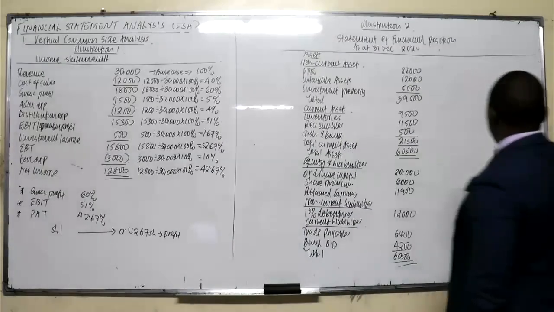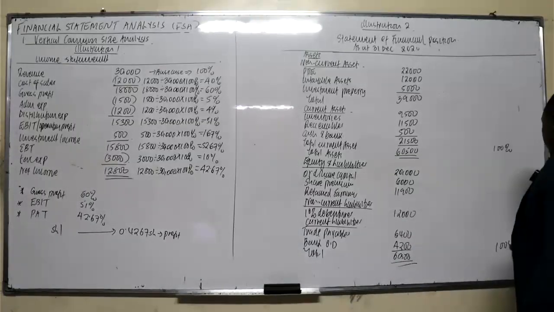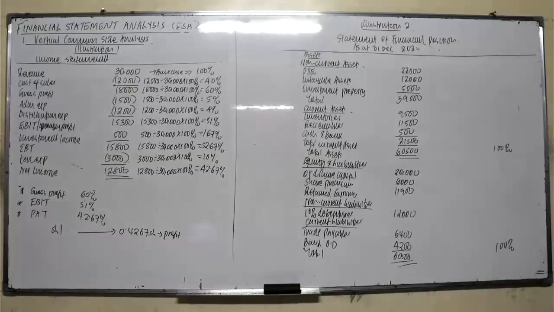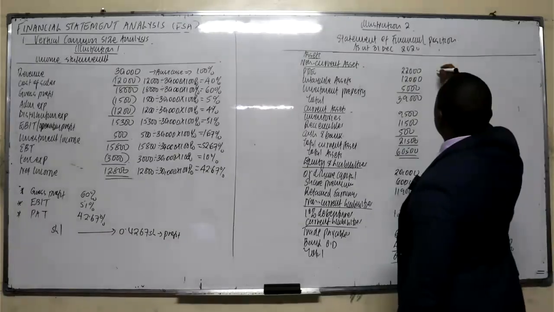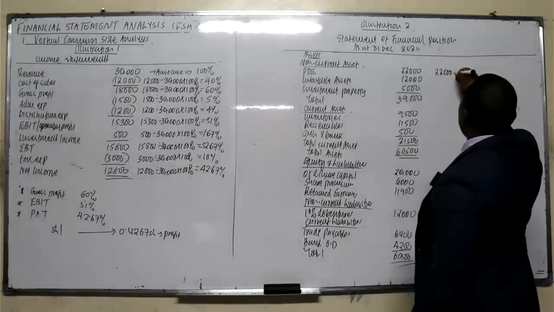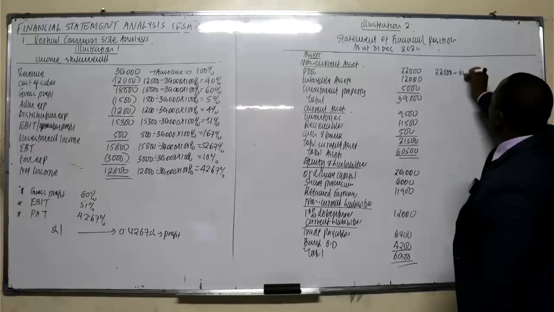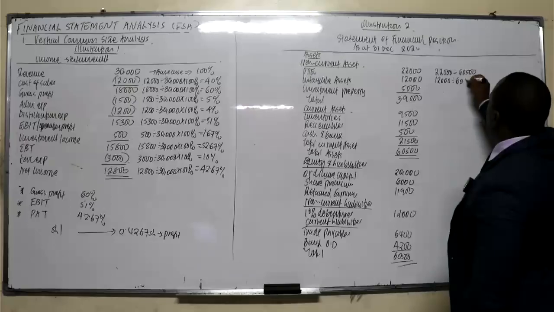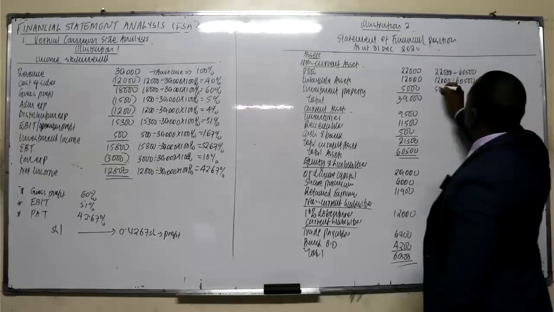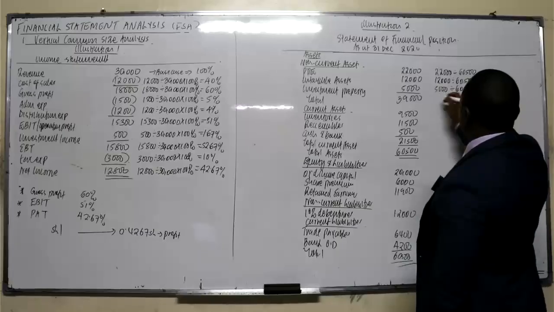You hold the total assets as 100%, and also the total equity and liabilities will be 100%. Then you express all the other items of the statement of financial position as a percentage of the total assets. For example, PPE, you'll take 22,000, you express it as a percentage of the total assets, so you divide by the total assets, 60,500, then you multiply by 100%.